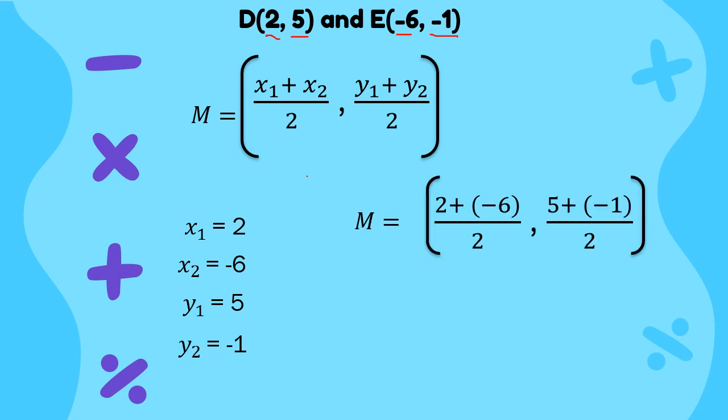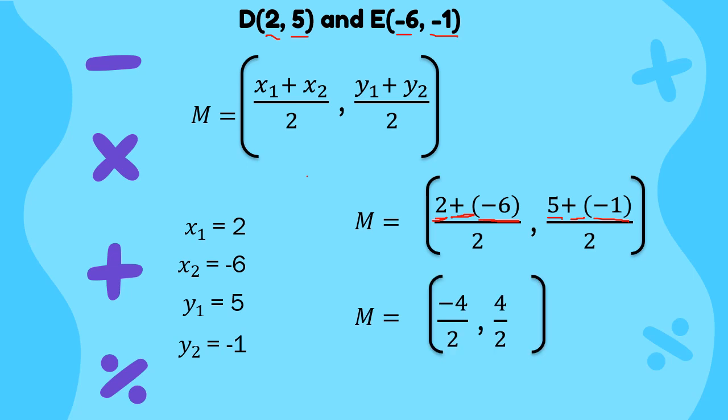So substitute the value of x sub 1, x sub 2, y sub 1, and y sub 2. So we have 2 plus negative 6. Next, we have 5 plus negative 1.